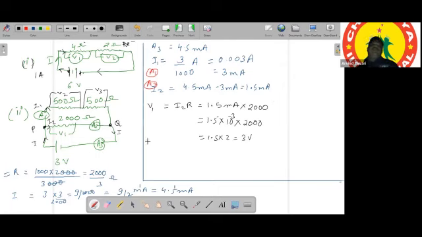Now, the values V2 and V3 need to be calculated. V2 is equal to IR. The amount of current flowing through this 500 ohm is I1. So I1 multiplied by R, which is 500. I1, we have 3 milliampere. So this should be 3 into 10 to the power minus 3, multiplied by 500.